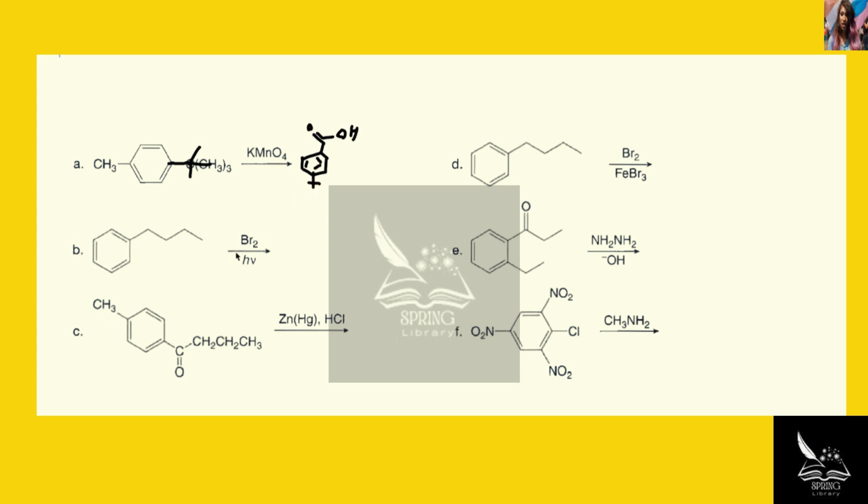In B, we're doing some sort of bromination, but it's radical induced bromination using light as the radical initiator. And what we know about this radical mechanism is that the radical forms at the benzylic carbon, which is the carbon directly adjacent to your benzene ring. So you're going to have bromination at this carbon position here.